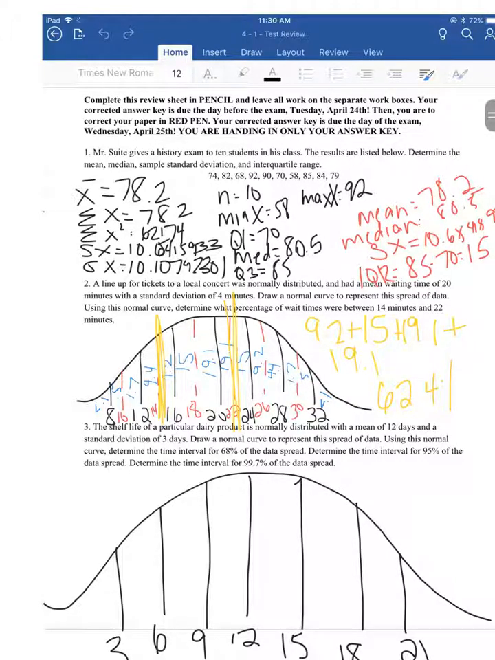And then again, we have our halves in there. So this is going to be 13.5, 16.5, and 19.5. Then to go backwards, it's going to be 10.5, 7.5, and 4.5.